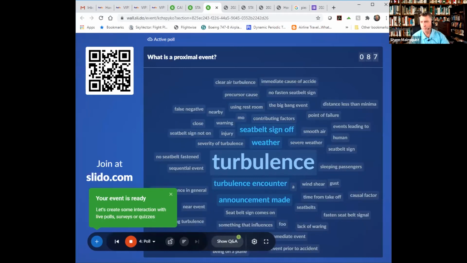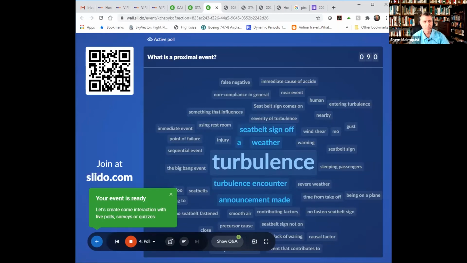All right. Let's see if your event is ready. I guess I can probably just choose which screen I share. If I can find it. Aha. All right, I'll try sharing this screen for a minute. And so these are the proximate events that people are listing. Obviously, turbulence is a big one.